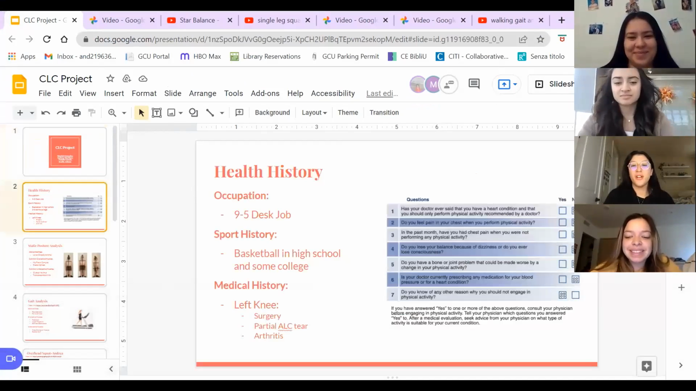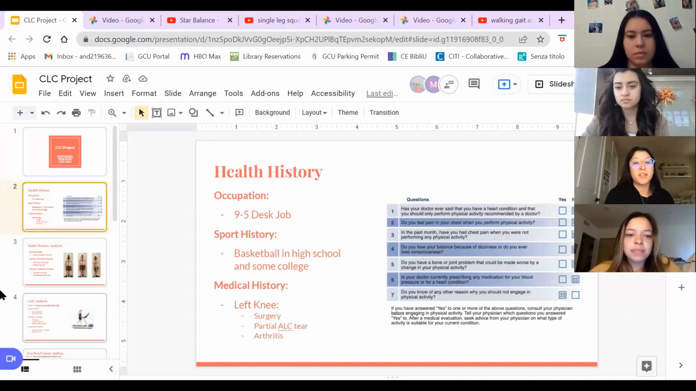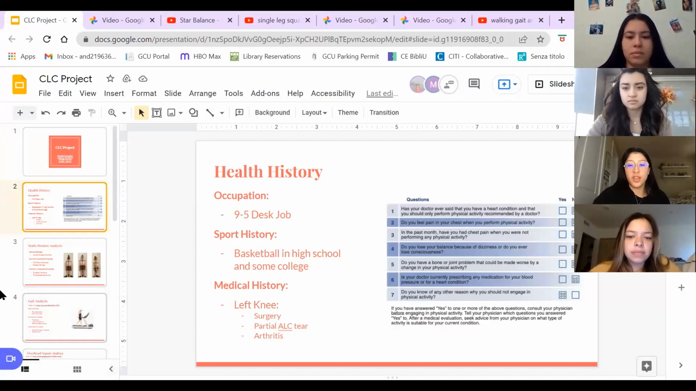So for our client, they are working a 9-to-5 desk job, and their sport history is that they played some basketball in high school and college. Their medical history is left knee surgery, a partial ACL tear in the left knee as well, and arthritis in the knee. When you look at their PARQ, the only box they checked yes for was, do you know any other reason why you should not engage in physical activity? And this is due to all of the knee injuries.